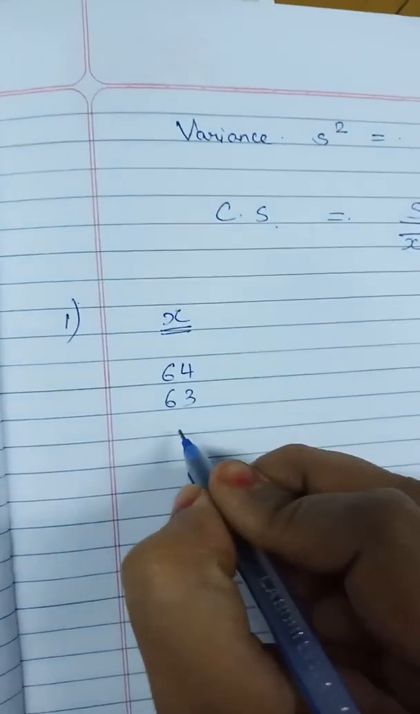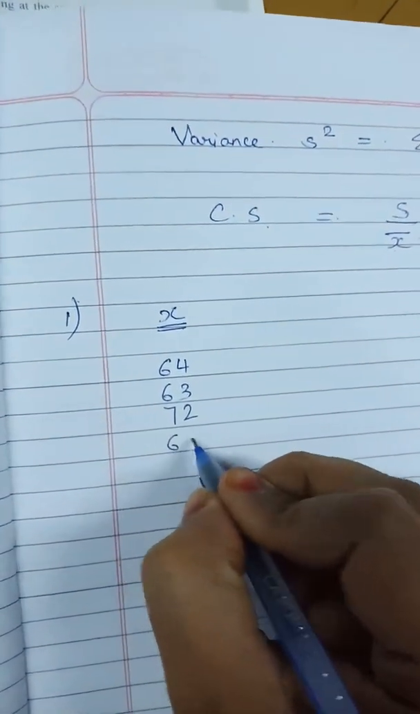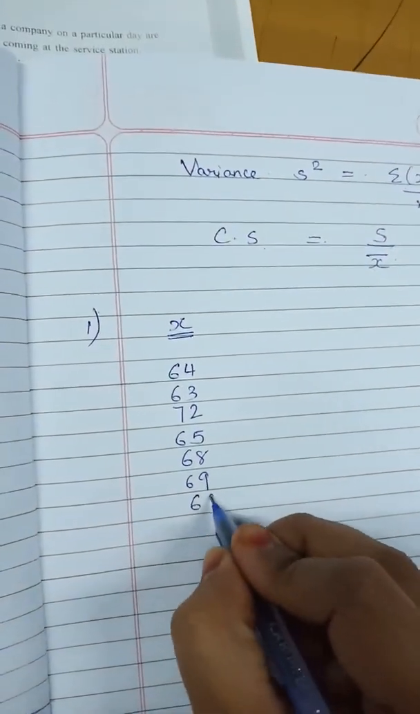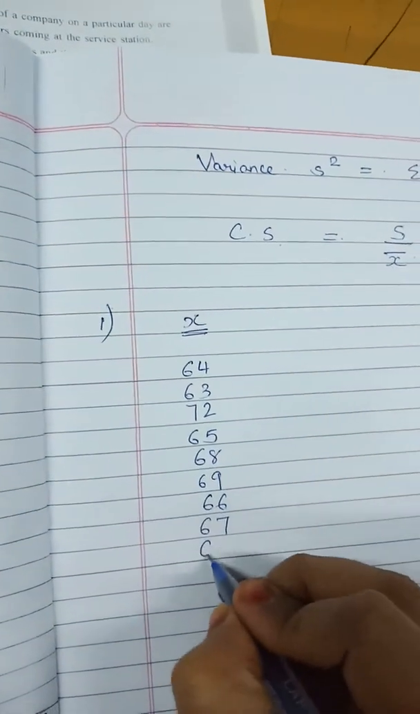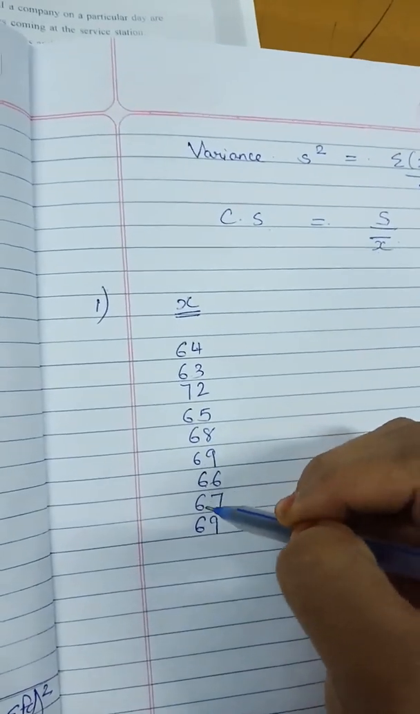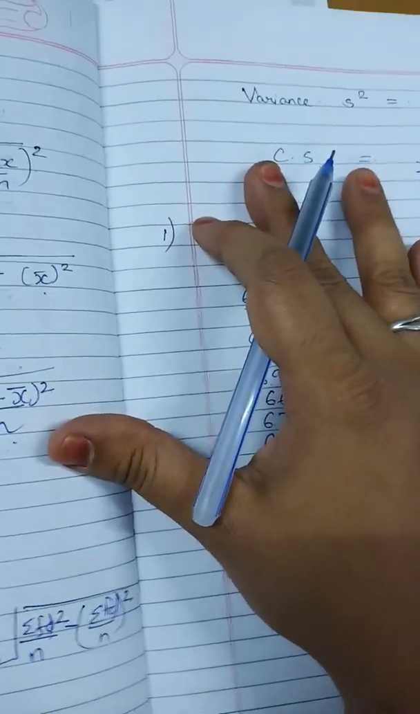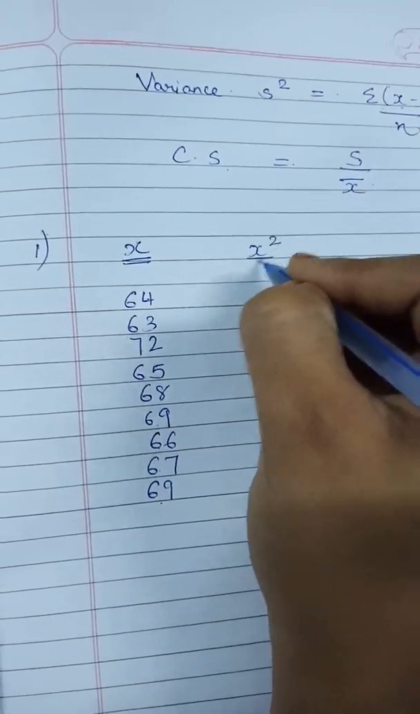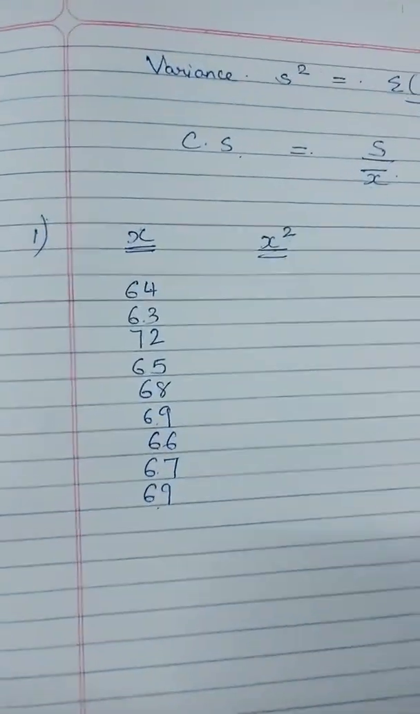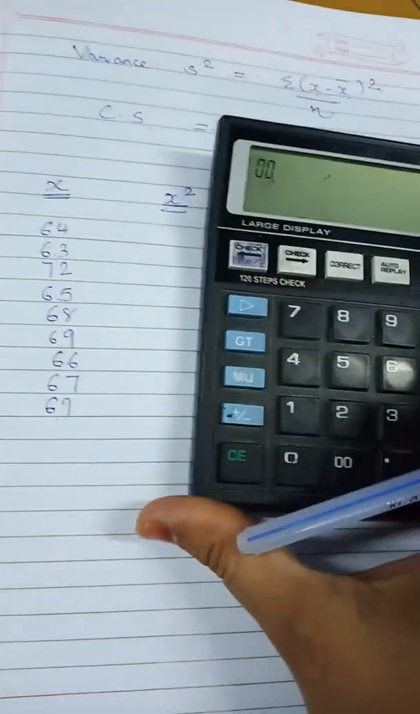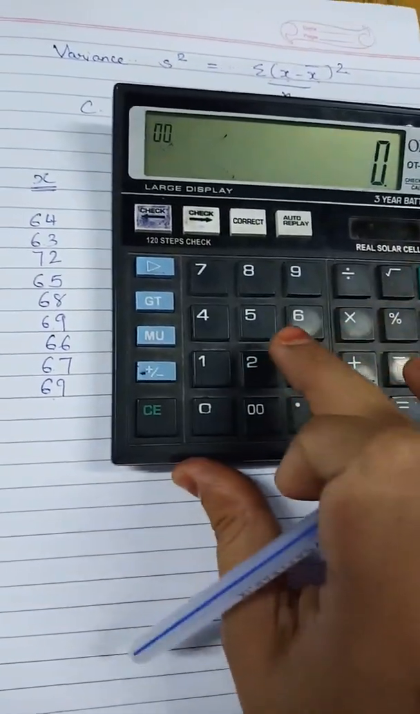The observations are 64, 63, 72, 65, 68, 69, 66, 67, 69. Total how many? 1, 2, 3, 4, 5, 6, 7, 8, 9. 9, as per that we have written. Now we have to find x square also. So here x square means the square of all the numbers. So here we will be taking the square of 64, 63 and so on.